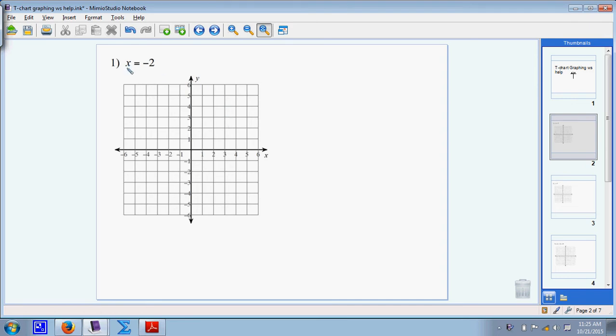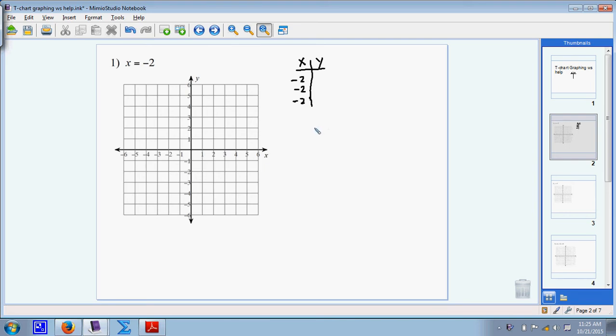So about this one again, x equals -2. All I have to do is make my T-chart over here, and what this is telling me is simply my x value, the part of the T-chart that has the x, is simply -2. So that's going to be -2, -2, -2. And if you remember when we did our reflections, this is actually going to be a vertical line.